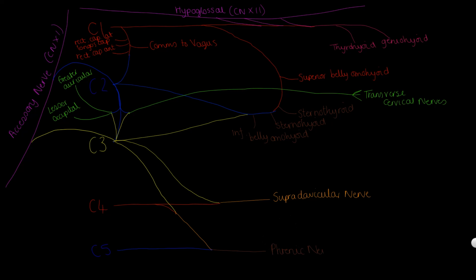C2 also gives off a contributory branch to the accessory nerve, as does the cervical root 3. A branch from C3 combines with fibres from C4 and produces the supraclavicular nerve, which provides sensation over the superior clavicle and the proximal chest area.